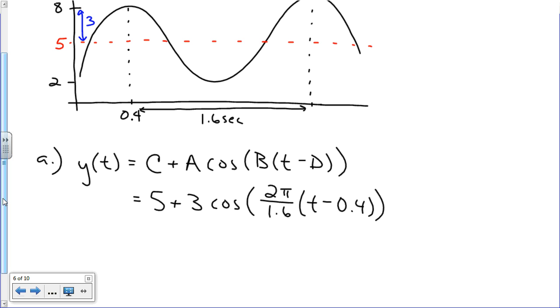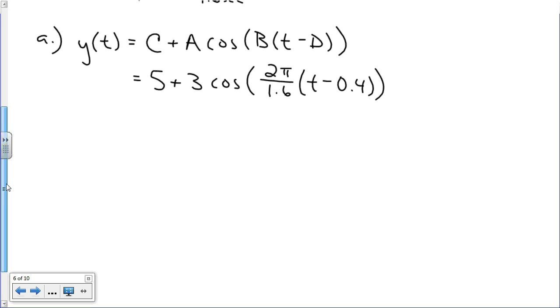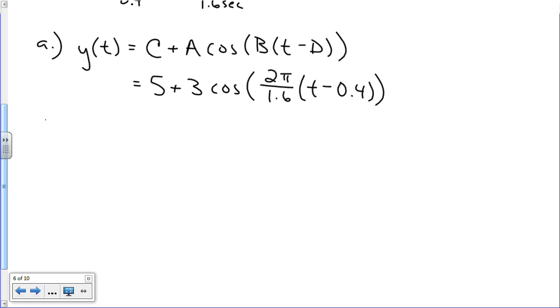All right, for part B now, it says to write an equation for the derivative, y prime. So now that we have y, we should be able to find the derivative of it. Y prime of t. The function we're looking at here is actually a sum of two functions. It's 5 plus 3 times that cosine. So we have, first of all, the derivative of a sum to deal with. So derivative of the first function, derivative of 5 is 0, plus derivative of the second function.